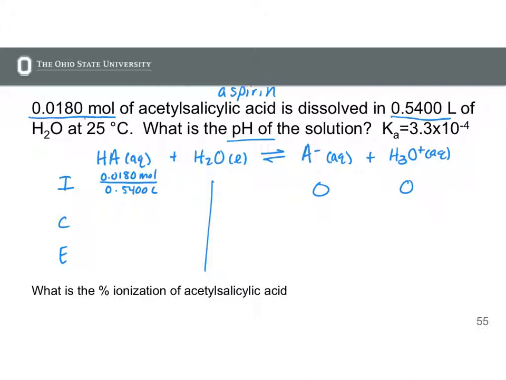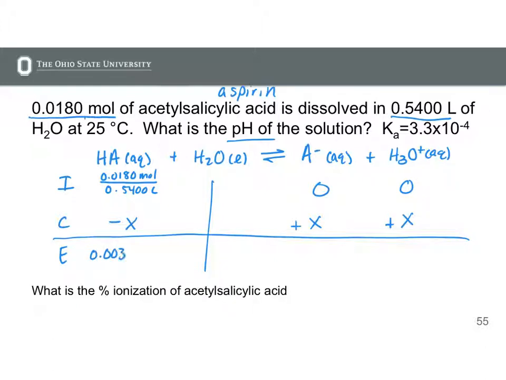So we know as the equilibrium is achieved, we're going to react some of the reactants to form products. So minus X for HA, plus X for A-, and plus X for H3O+. And then at equilibrium, we'll have this many moles per liter, which is 0.00360 minus X for HA, X moles per liter of A-, and X moles per liter of H3O+.